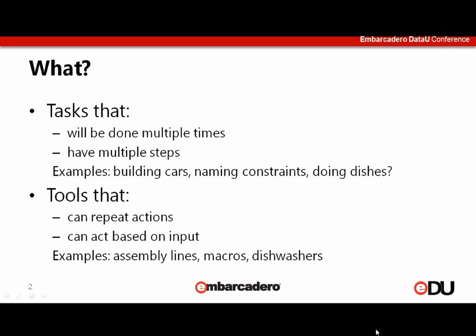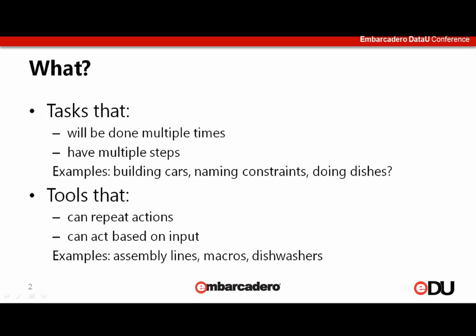Now, what tools can we use to automate these tasks that we've identified? Well, ones that can repeat actions the same way again and again. Pretty obvious, but also tools that can adjust based on input. So you don't want something that is too strict, because you want to be able to have it adjust based on small changes that you make to what you're giving it.